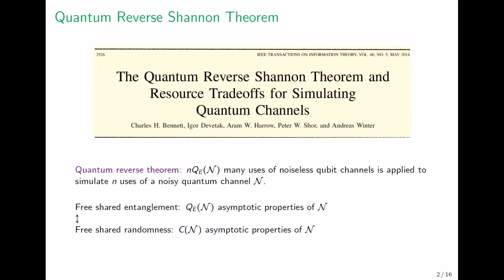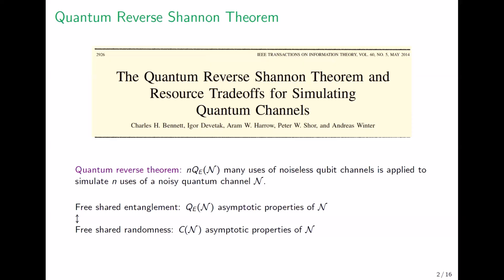And then the quantum reverse Shannon theorem was introduced in this seminal paper, published I think in 2014, which also got an award from IEEE for the authors. The quantum reverse Shannon theorem is the quantum generalization, and it says that if we have nQE uses, where QE stands for the entanglement assisted capacity, of a noiseless qubit channel, then we can simulate n uses of a noisy quantum channel.